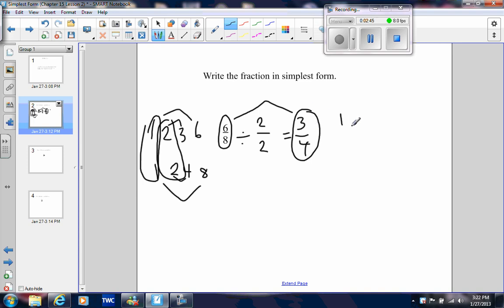And now I look at 3 and 4. I really don't have any other factors. Look at the way I can make 3. It's only 1 times 3. It's called a prime number. Look at 4. I can make it only by 1 times 4 and 2 times 2. So I don't see any common factors here except for the number 1. So I have arrived at simplest form. 3/4 is simplest form.